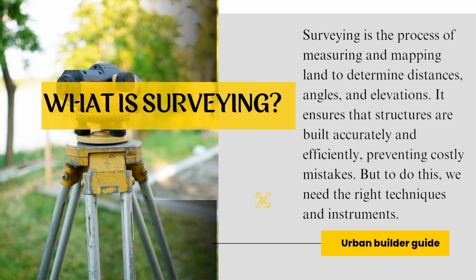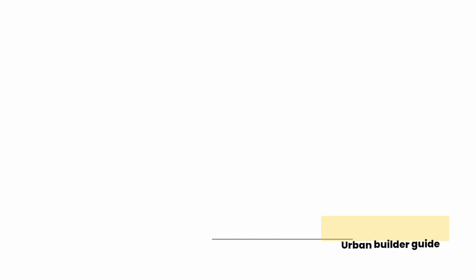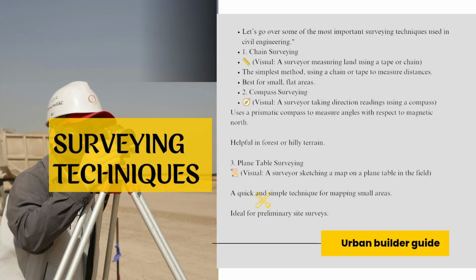It ensures that structures are built accurately and efficiently, preventing costly mistakes. But to do this, we need the right techniques and instruments. Let's go over some of the most important surveying techniques used in civil engineering. 1. Chain surveying. Visual, a surveyor measuring land using a tape or chain. The simplest method, using a chain or tape to measure distances. Best for small, flat areas.